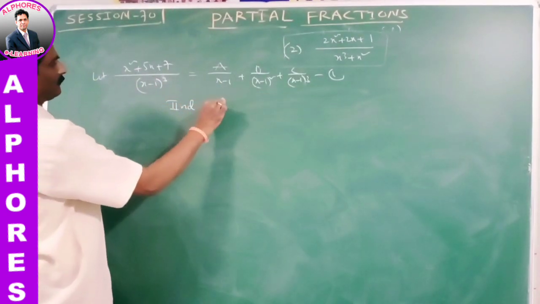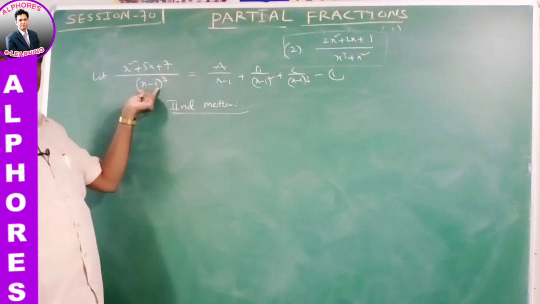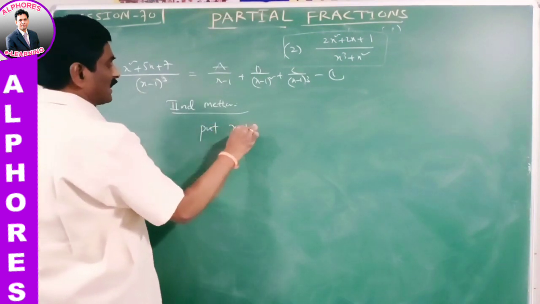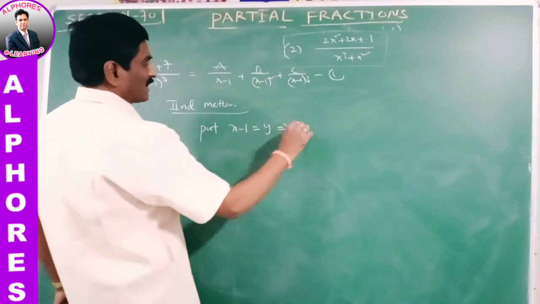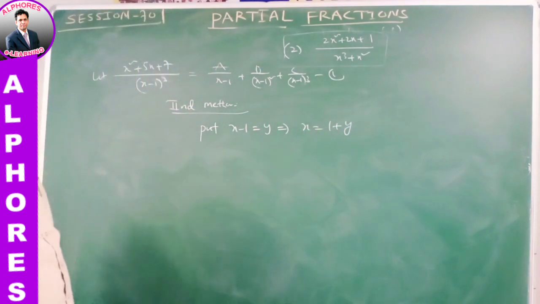Second method. Simply, x minus 1 can be taken as a single term. Put x minus 1 equal to y. That implies, what is the value of x? x is equal to 1 plus y.